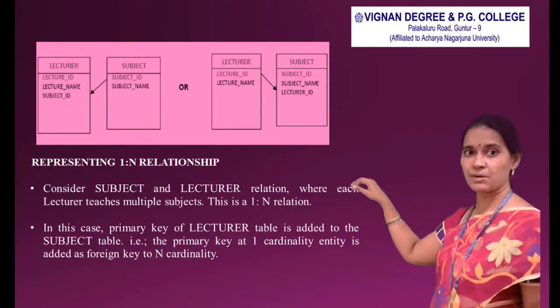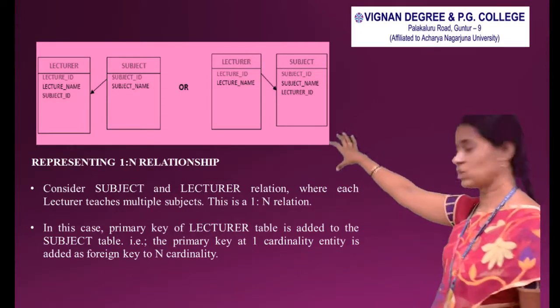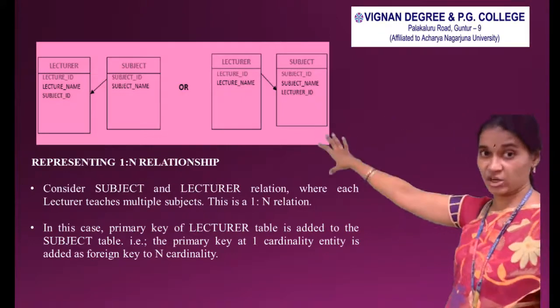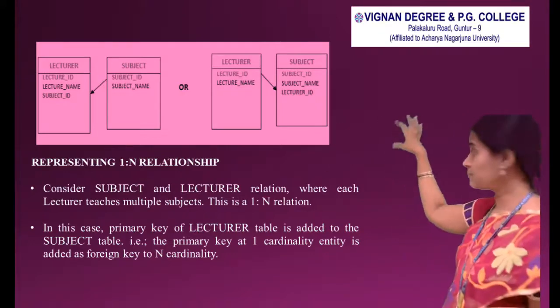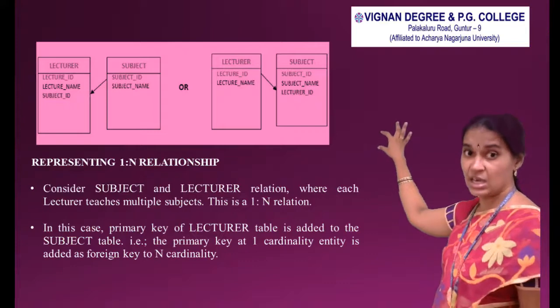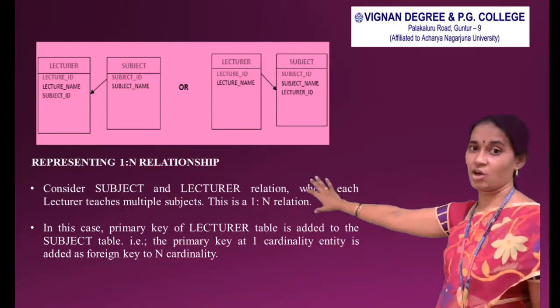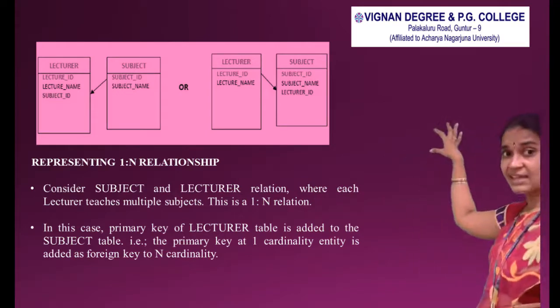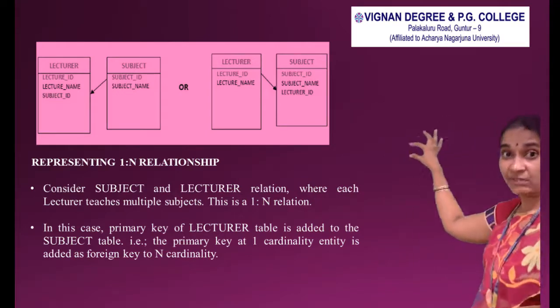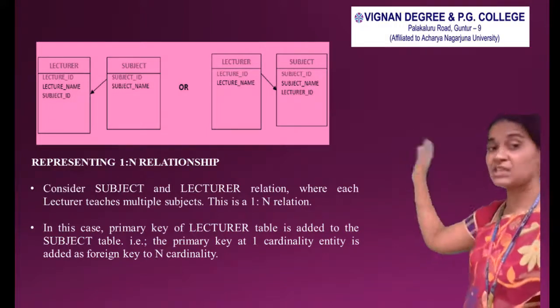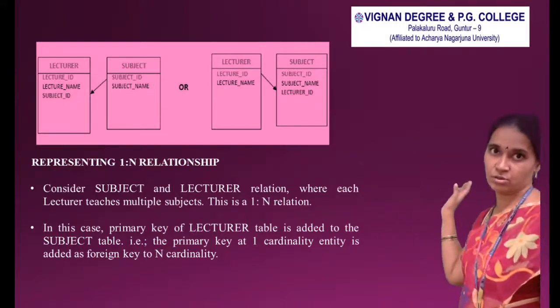How is the diagram represented? Look over the diagram. The lecturer and the subject. Here in the subject table, I have subject ID, which is being used in the lecturer table as a foreign key. Or from the lecturer table, I consider the lecturer ID and I will be using that as a foreign key in the subject table. Either this or that can work out.